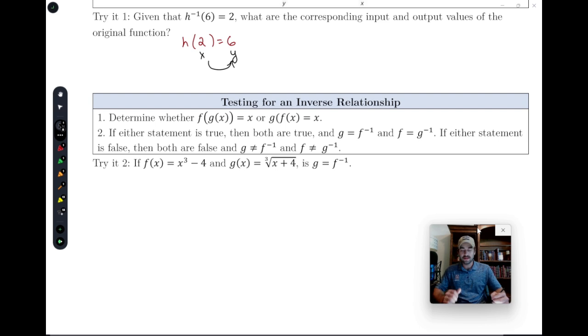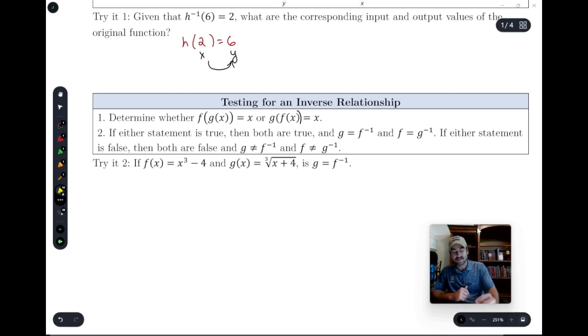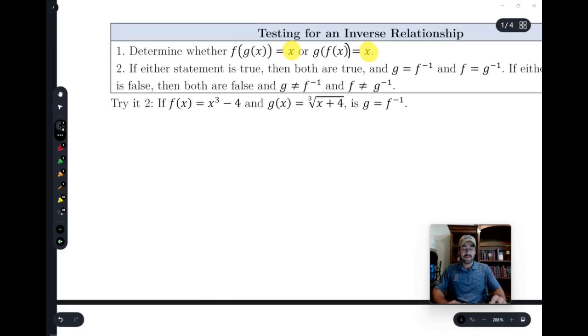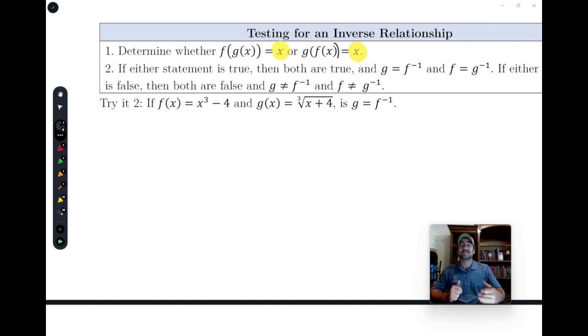We're going to use the skills we learned in the composite function section, and we are going to test and see if both the composites give us the same thing, and if that thing is x. So we're going to have to do some practice finding composite functions, but if they yield the exact same result and that result is x, then we've got a set of inverse functions.